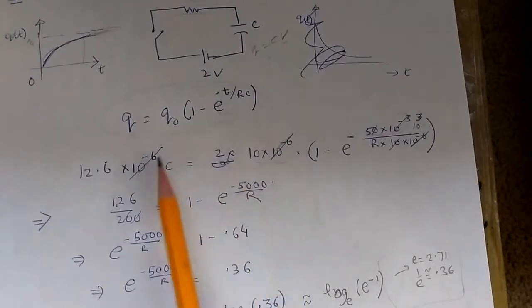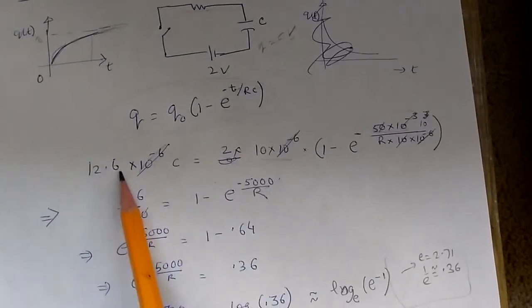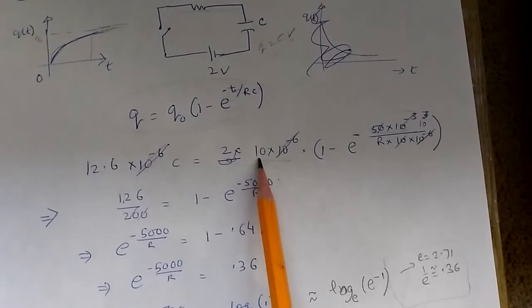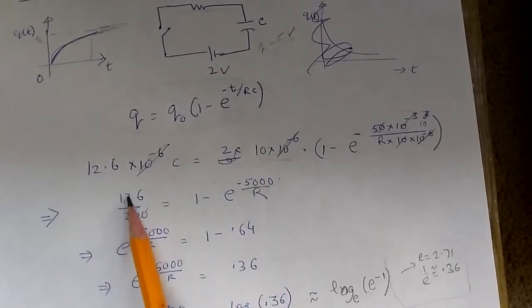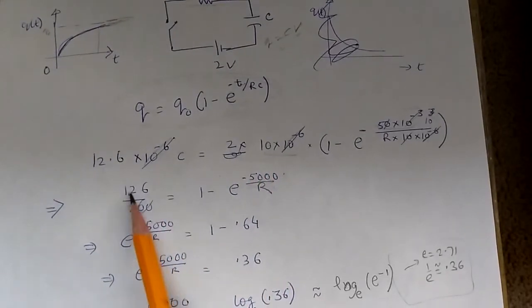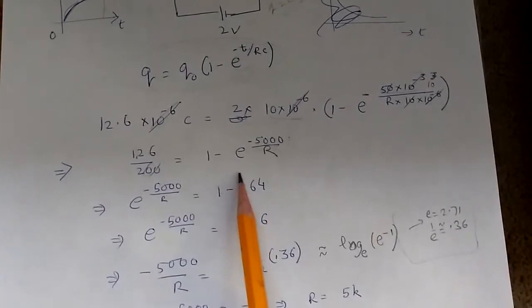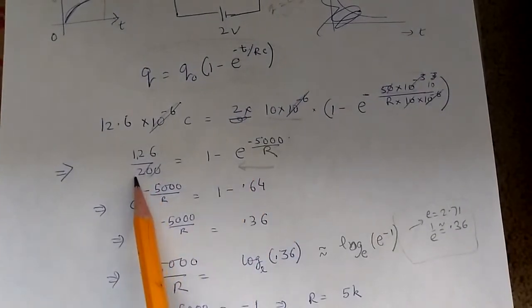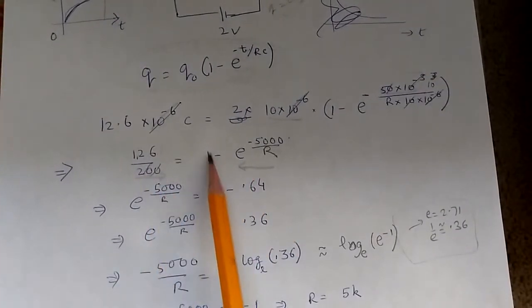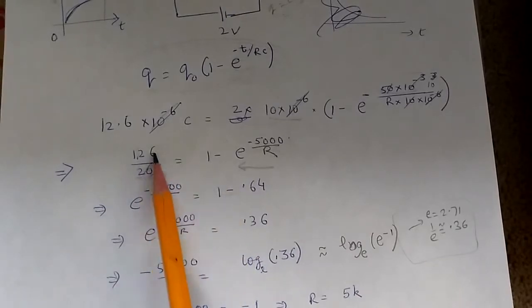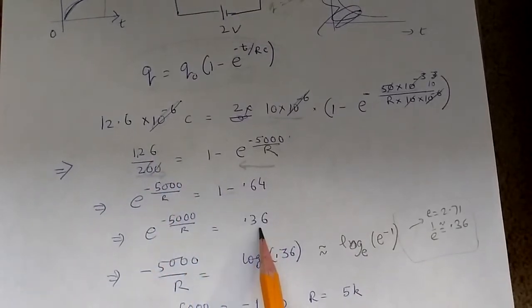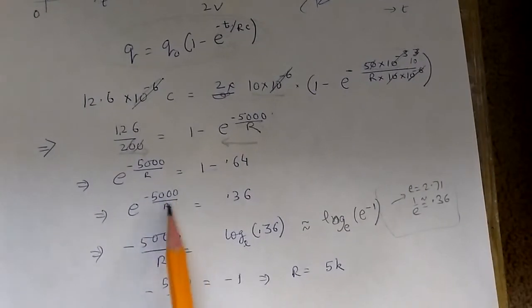And then this 10 to the power minus 6 and 10 to the power minus 6 cancel. 12.6 divided by 20 becomes 126 by 200. 100 cancels. 1.26 becomes 0.64. So we take e to the power minus 5000 by R on the left hand side, and the whole term on the right hand side becomes 1 minus 0.64, or 0.36. E to the power minus 5000 divided by R is 0.36.